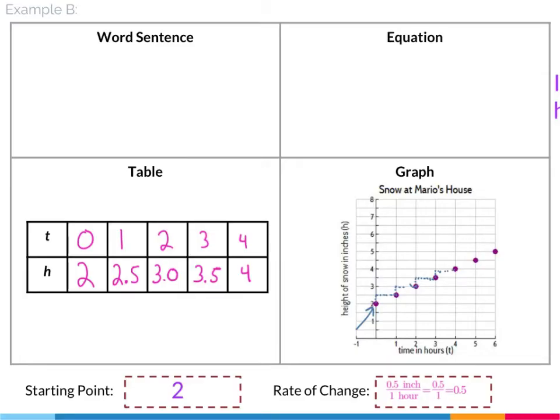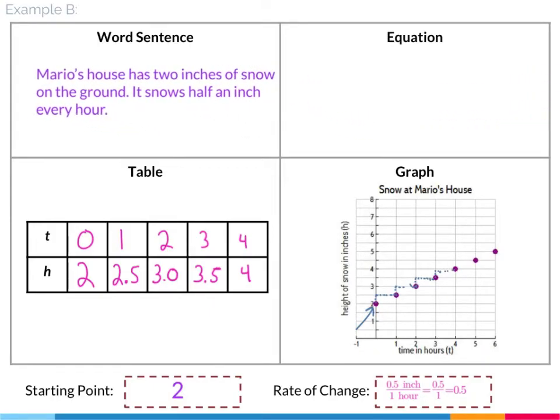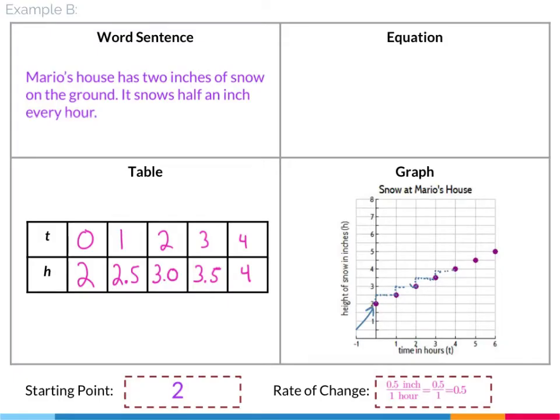Now again, using this information, I can go about making a word sentence because I know the situation that's happening at Mario's house with my rate of change and my starting point. So I can say that there are 2 inches of snow on the ground already. So Mario's house has 2 inches of snow on the ground. And I also know that it is snowing half an inch every hour. So I can just write that down.